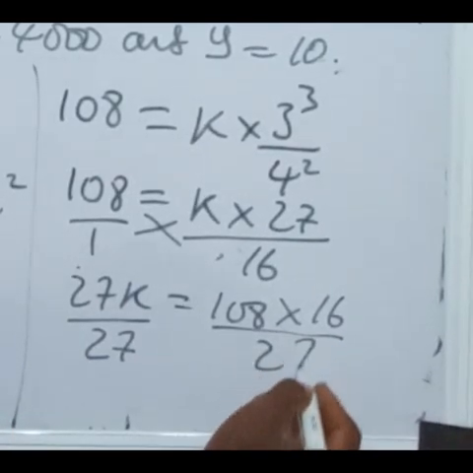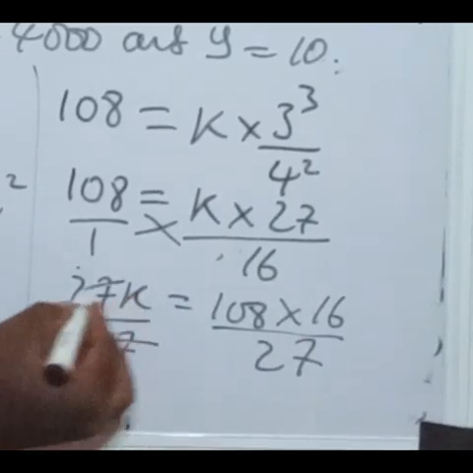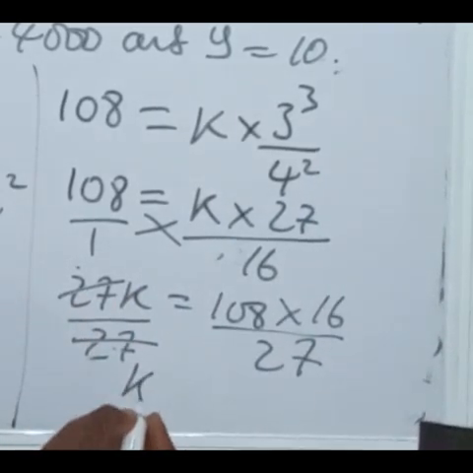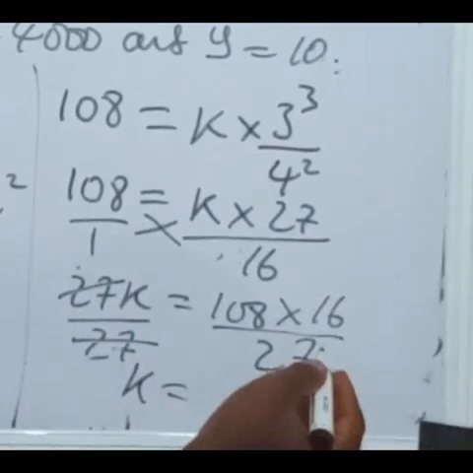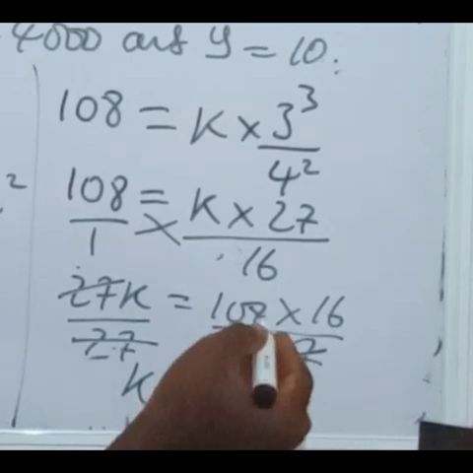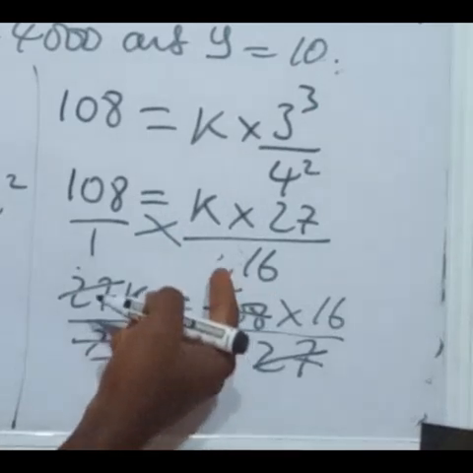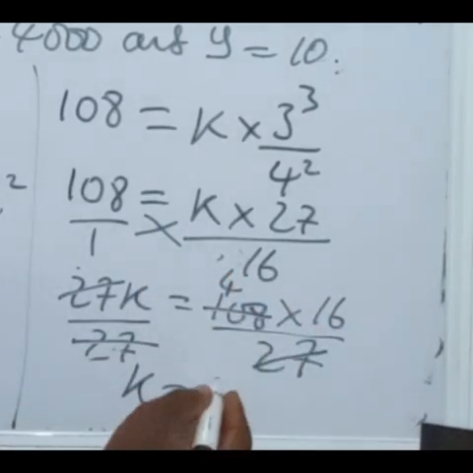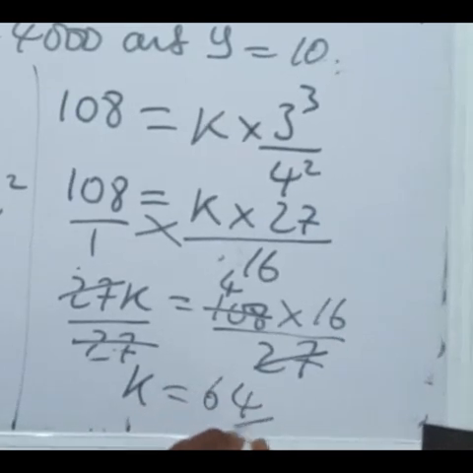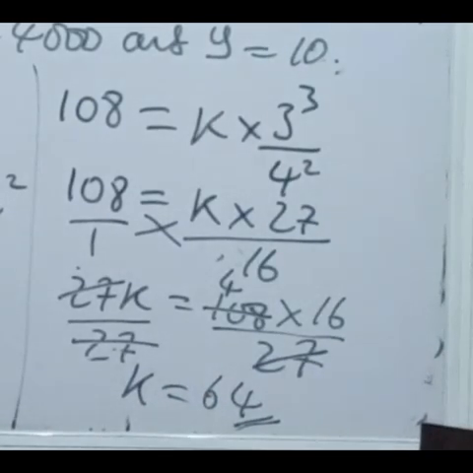Divide by 27. This 27 will cancel this 27, and k will be equal to what? 27 into 108 will give us 4. Then 4 times 16, we have 64. So our k is 64. That is what k is.